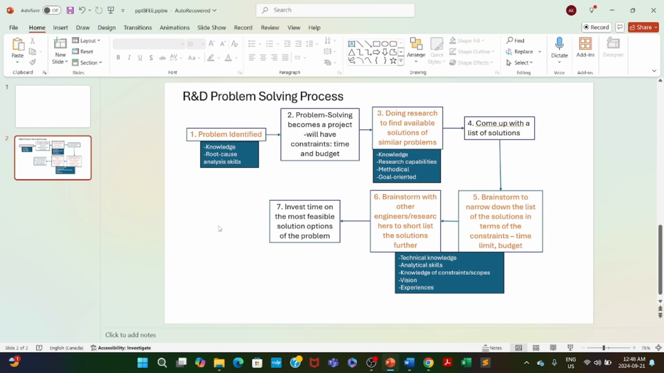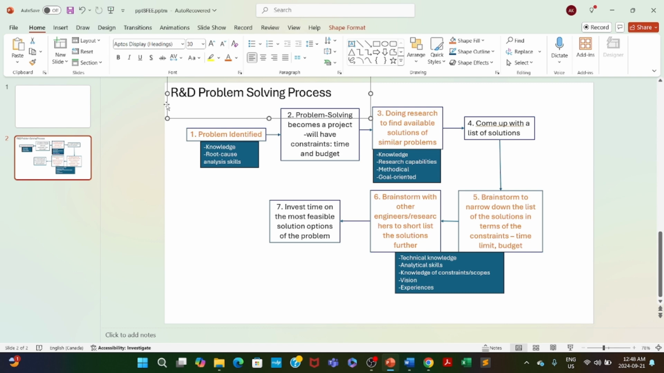This can be considered as a flow diagram. So when we are assigned an R&D problem solving process, how good we are at solving it really depends on these colored steps. Firstly, how good we are at identifying the problem. Identification of the problem requires a lot of knowledge, so it's important that we have deep theoretical knowledge, technical knowledge, hands-on knowledge, and root cause capability.